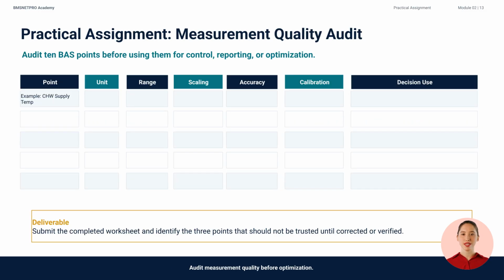The practical assignment is a measurement quality audit. Learners should select 10 BAS points from a real or sample system. For each point, they record the unit, range, scaling, accuracy, calibration status, location, and the decision that depends on it. Then they identify the 3 weakest points and explain what should be verified before those points are used for control, reporting, or optimization.